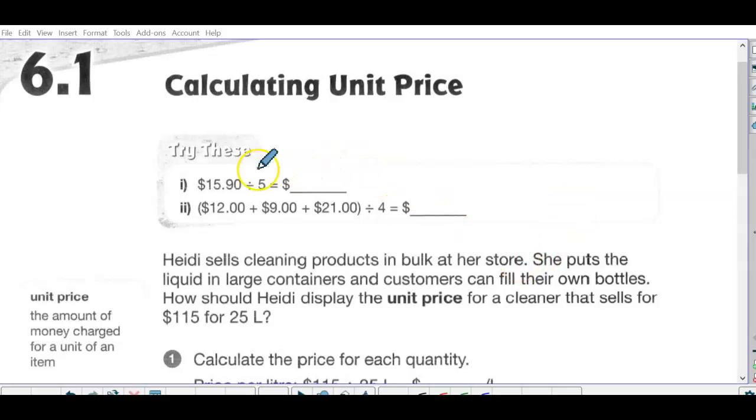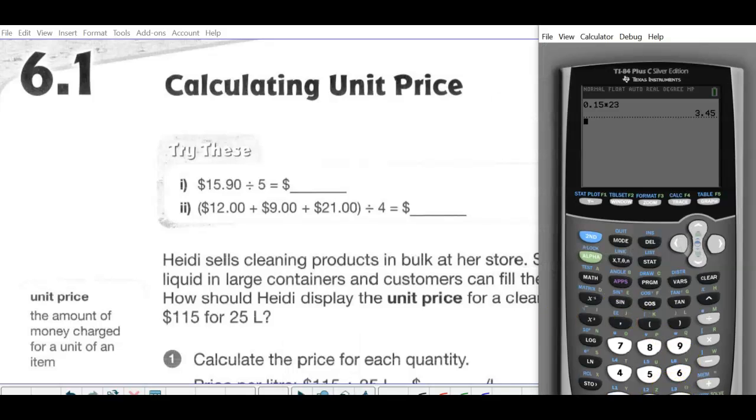First, in the first example, we're just dividing by 5, because usually we'll take the price of an item and divide by how many containers are in it, packages are in it, how many kilograms are in it, that kind of thing. So here, $15.90 divided by 5 means that each would be $3.18, the cost of each.